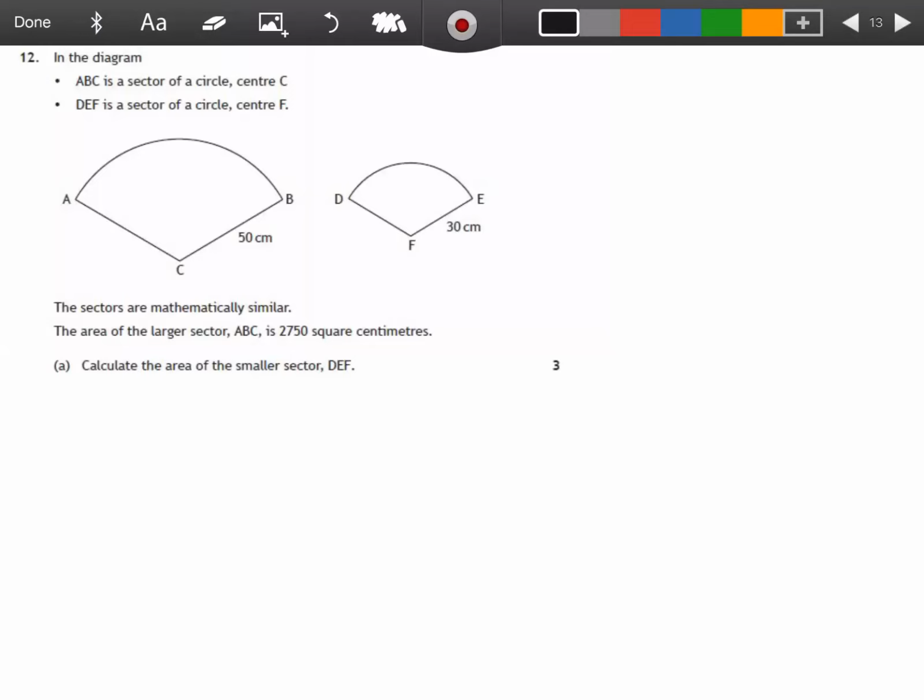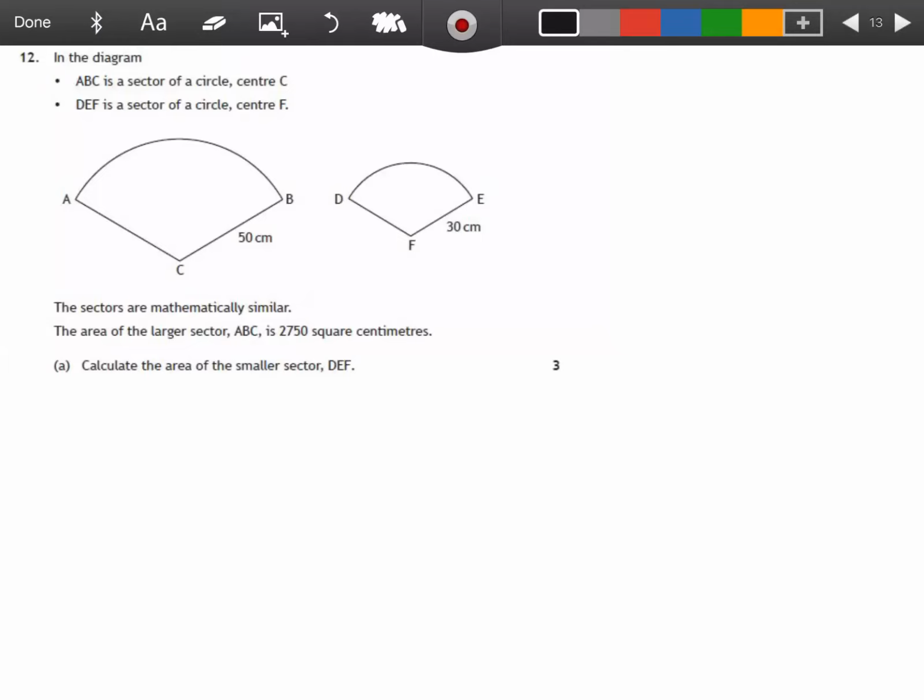Back. Let's finish this 2019 paper 2, this calculator paper. Right, number 12. Here's a sector of a circle and a smaller sector of a circle. The sectors are similar. Okay, so this is a similar figures, similar shapes question.